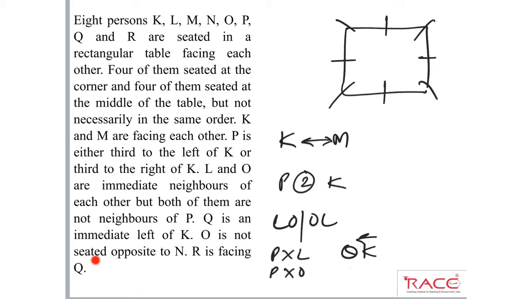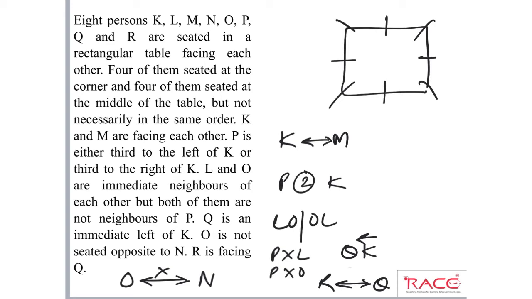O is not seated opposite to N. So when they have this kind of information, what I can write: O is not sitting opposite to N. So I will put a cross. They are not facing each other. R is facing Q. So R is facing Q.